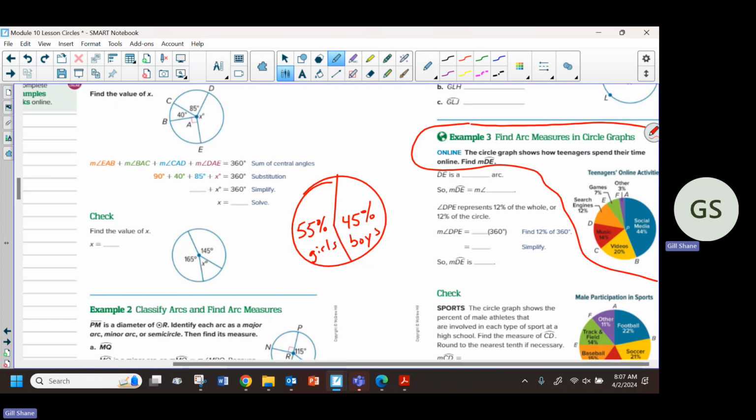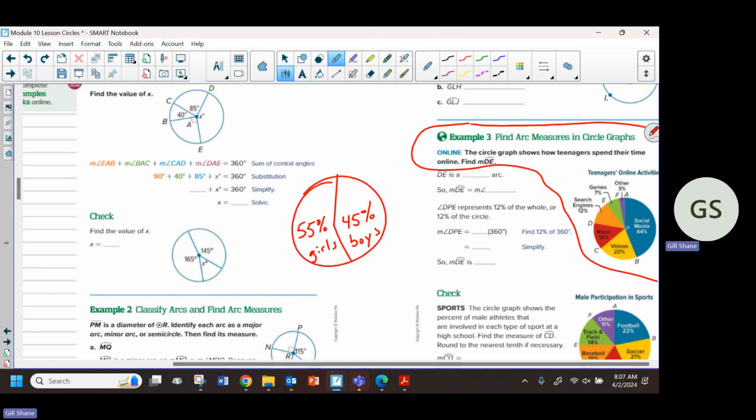So maybe I have 200 kids total. Well, 110 of those are girls. So I would say, okay, well, 110 divided by 200 gives me 0.555555, or just 0.55. Well, now I convert that to a percentage. So that's what a pie chart is.